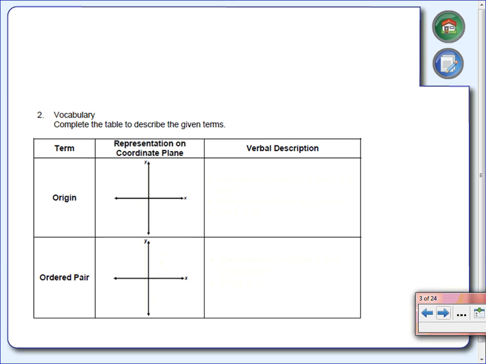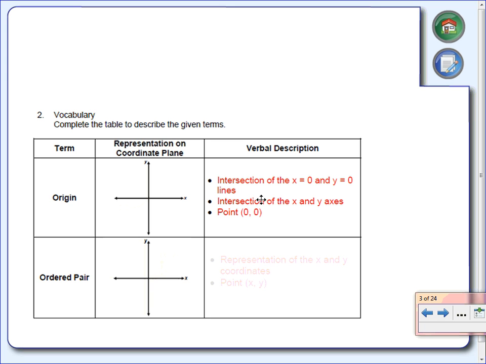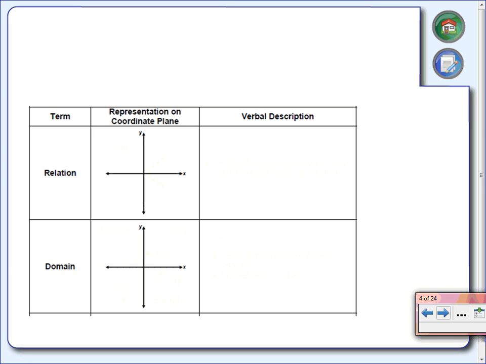Some of those key terms that we talked about were origin and ordered pair. Of course, the origin refers to the intersection of the x and y axis. Remember, we've already got this down from yesterday, so you don't need to write it again. Ordered pair, we just said that that was the point x, y. We also had some other terms on the next page, such as a relation. Lanisa, do you remember what a relation was? That is correct, set of ordered pairs.